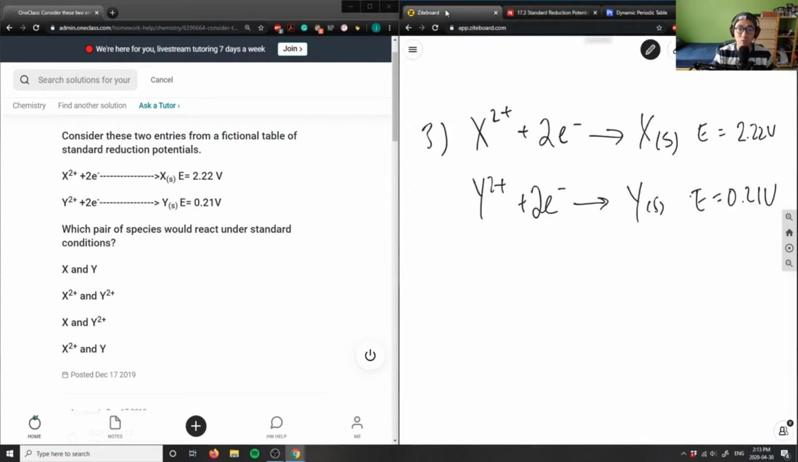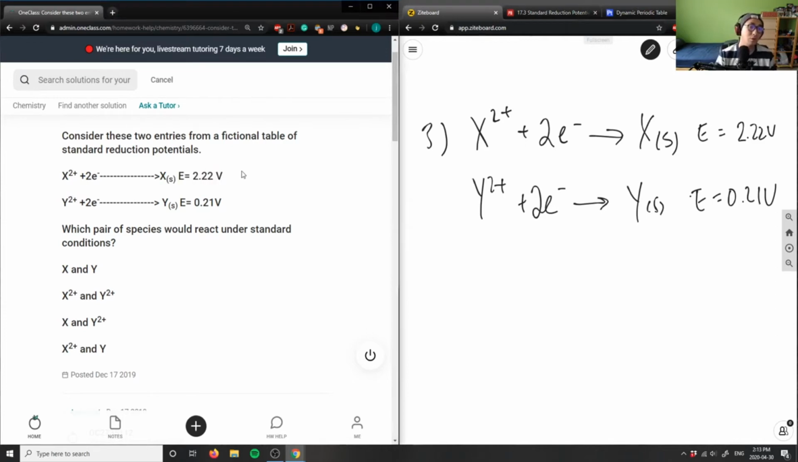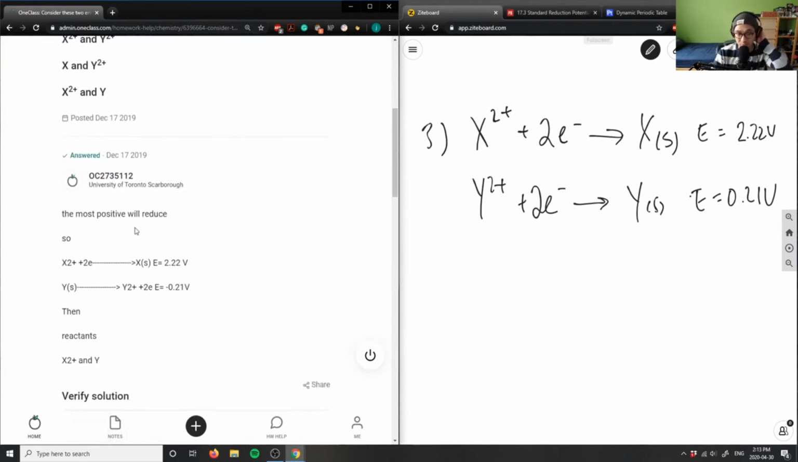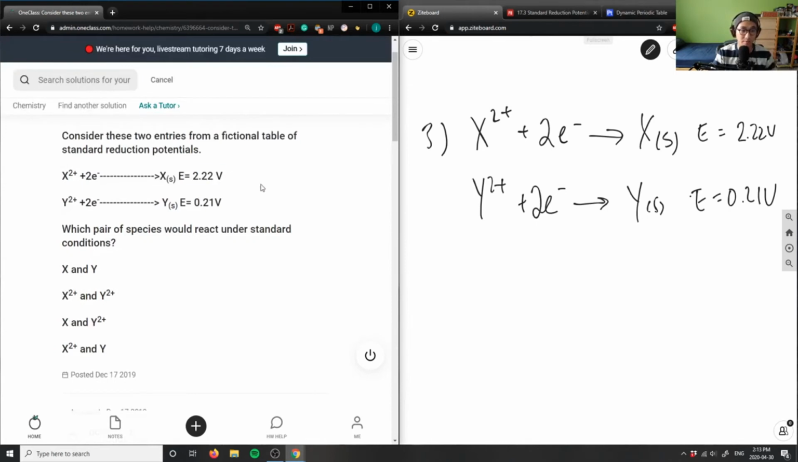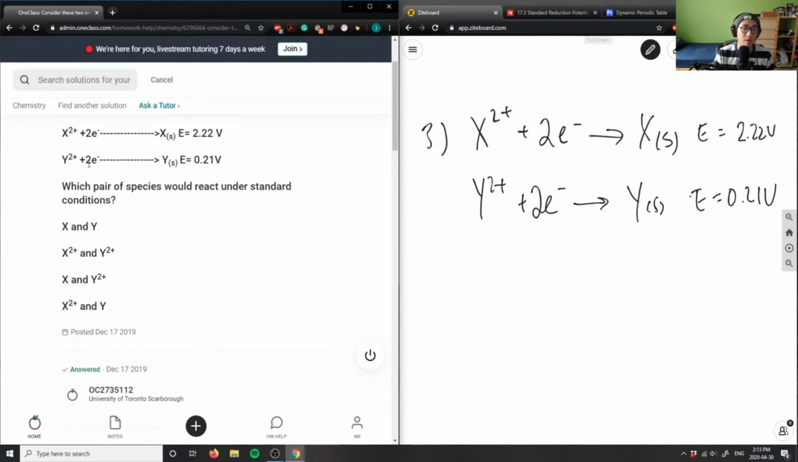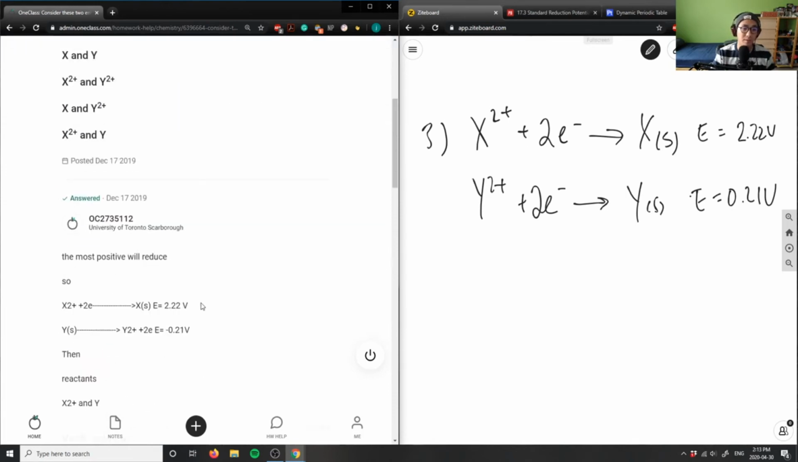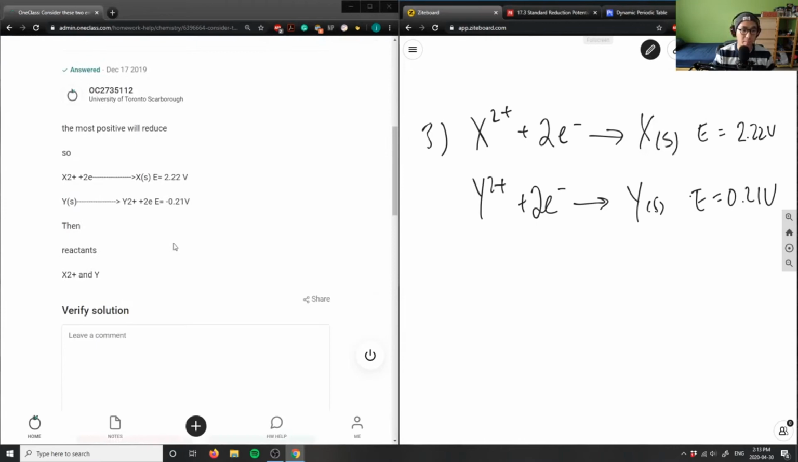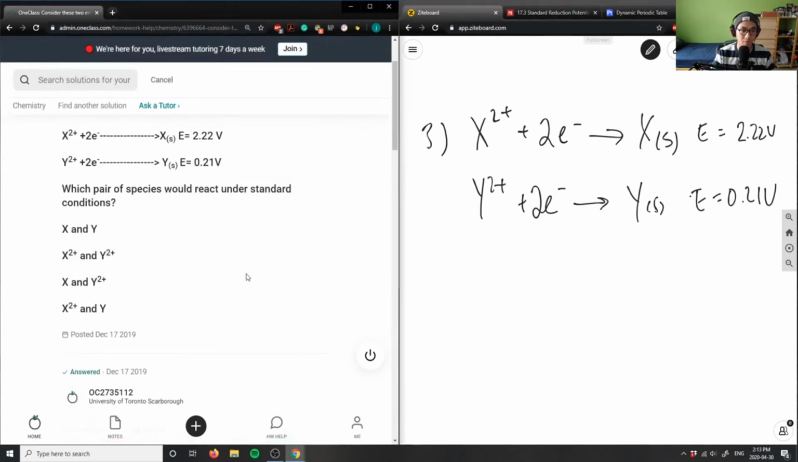So it's asking us which pair of species would react under standard conditions. We know that because X2 plus here has such a great reduction potential, it is obviously going to react, and it's probably going to react with our Y here, right? So again, the most positive will reduce. This is my most positive volts here, so it's going to reduce, and therefore this one here will oxidize. So in this case, we have X2 plus and Y, which is the correct answer here.